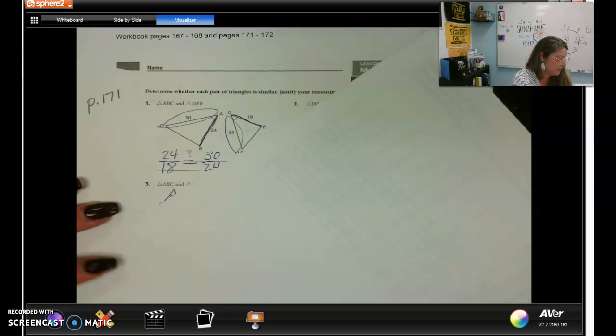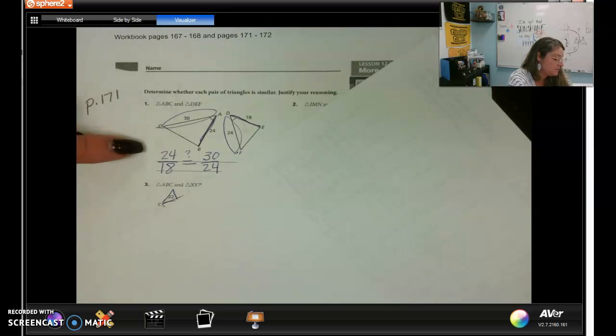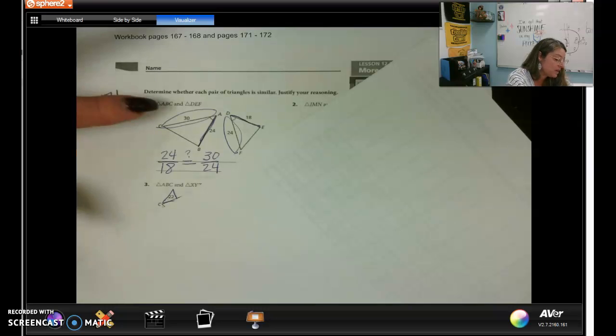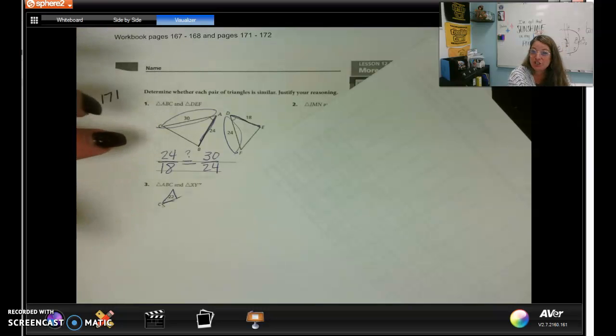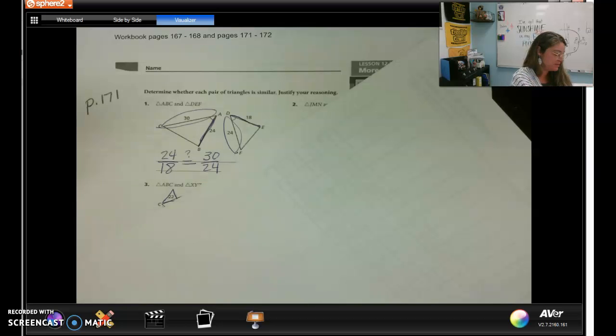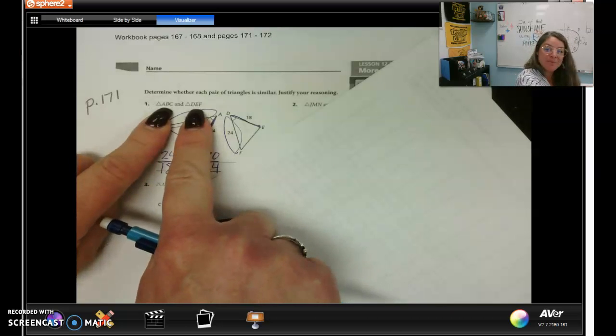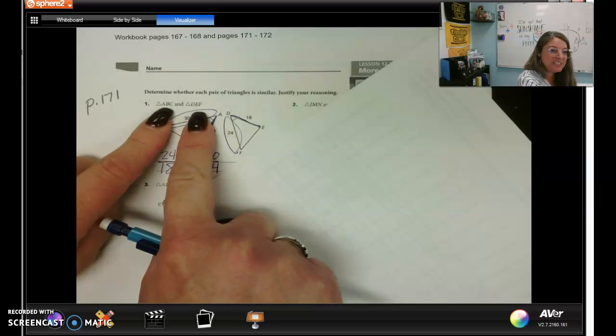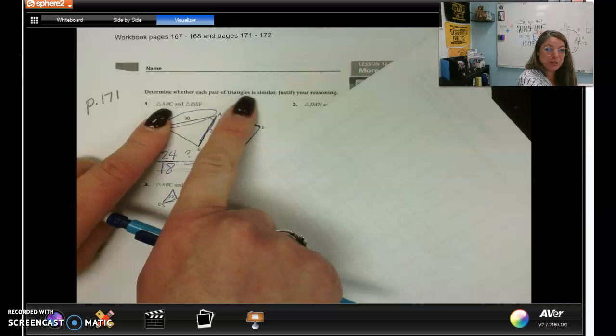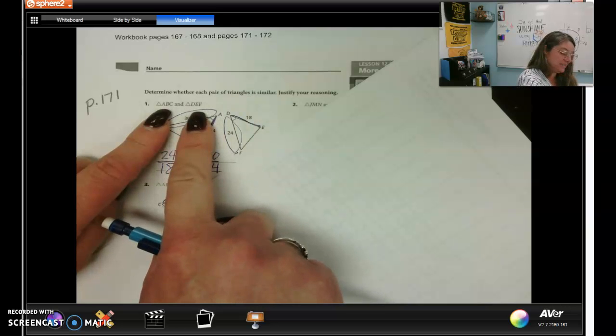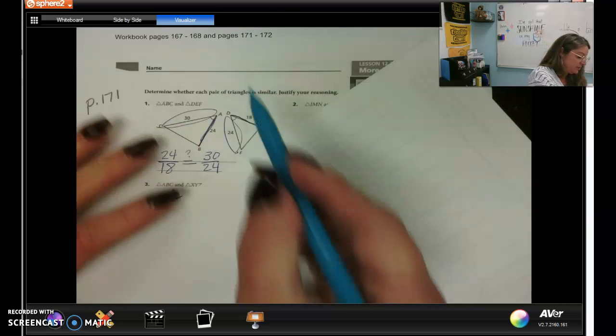If you take a look at page 171, number 1, one of the things that is easy to do is to just write some numbers down, right? And so part of that labeling process is what you need to be really careful about. So let me show you how these letters come in handy, okay? So this is telling you that A, B, and C might be, because you're trying to determine if it is, but it might be similar to D, E, F. And so here's what you do.